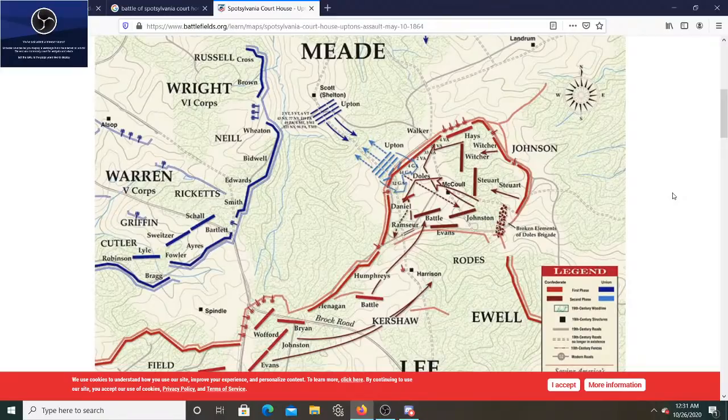Right. I mean, you've got accounts where people, when they would attack earthworks, would stop to shoot at them. And you're like, what the hell are you doing stopping to shoot at earthworks? Oh, that's right. You'd have been trained in true assault tactics.